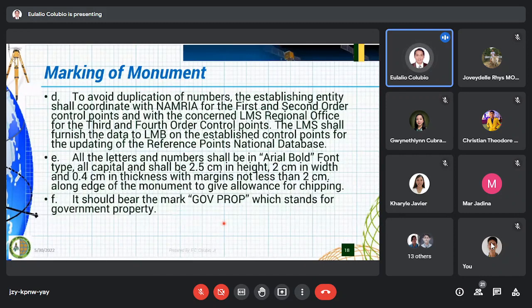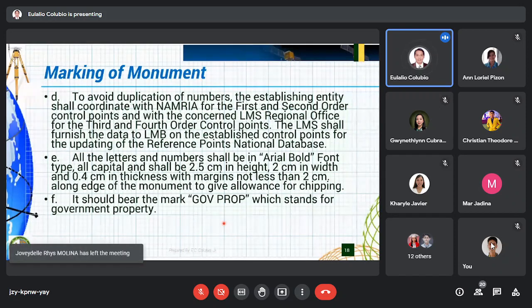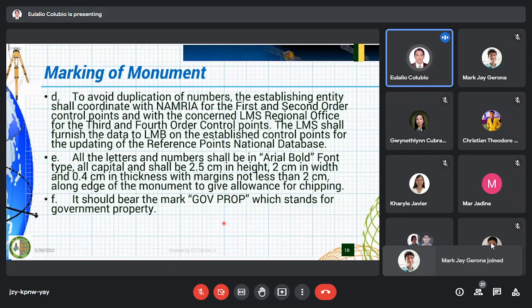Okay, so to avoid duplication of numbers, the establishing entity shall coordinate with the NAMRIA for the first and second control points and with the concerned LMS regional office for the third and fourth order control points. So ang atong geodetic control points is from first order up to fourth order, no? So ang third and fourth order ana that is equivalent to the primary, ang fourth man ang equivalent to secondary nga project control.